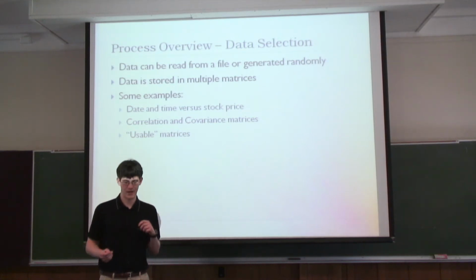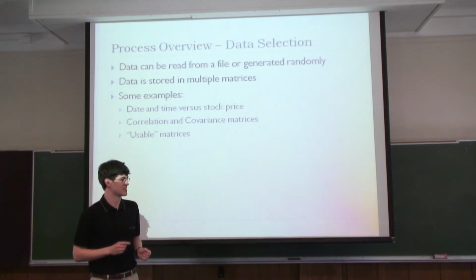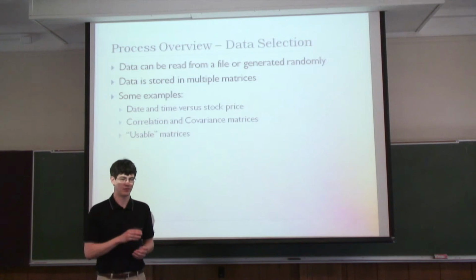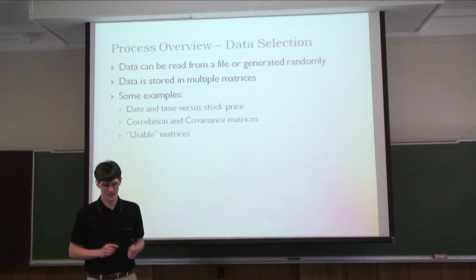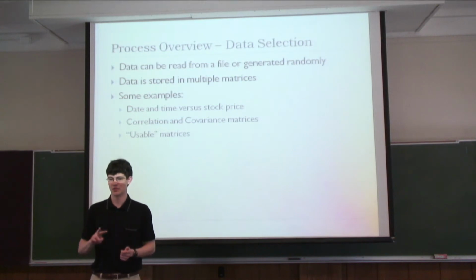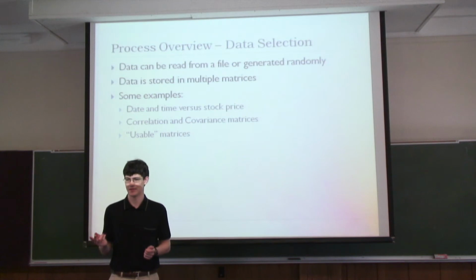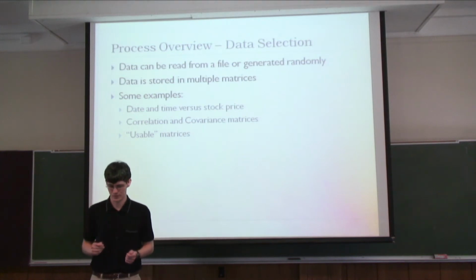Some examples: you have the very simple date and time versus stock price. That's the most basic thing. What's the price of the stock at a given date? Correlation and covariance matrices tell you how stocks perform in relation to each other, and they're really important for the various algorithms for constructing a portfolio.